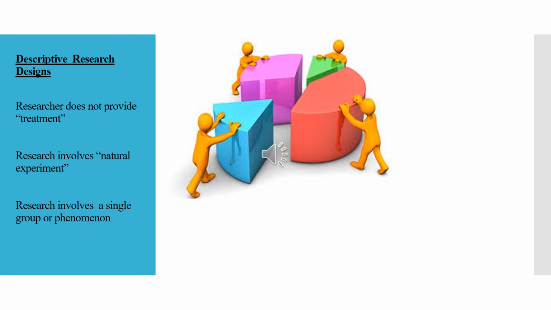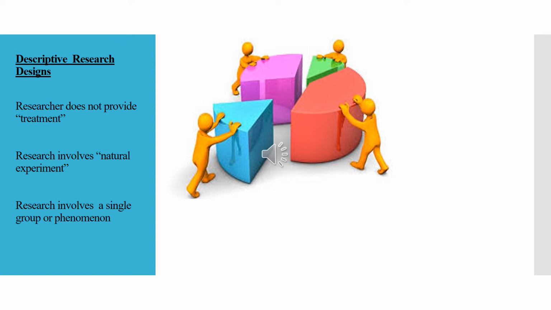Descriptive research designs. The researcher does not provide treatment or manipulation of any kind. The research involves natural experiment. Research involves a single group or phenomenon. Please refer to the third paragraph on page 77 to see how the term treatment is used in Chapter 6. In descriptive research, the investigator does not provide a treatment of any kind, and that is a direct quote from our textbook.